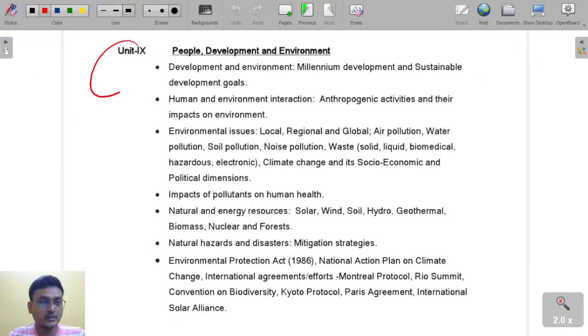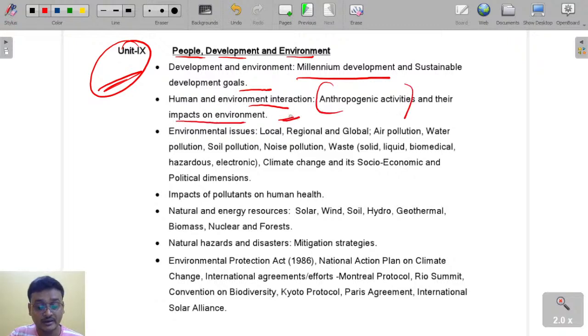And here is unit 9, a very vast part: people, development and environment. Like the Millennium Development Goals and Sustainable Development Goals. Then human and environment interaction: anthropogenic activities and their impacts on the environment. What are the environmental issues, local, regional, global: air pollution, water pollution, soil pollution, noise pollution, waste like solid, liquid, biomedical, hazardous, electronic, climate change, and the socio-economic and political dimensions. So these are the environmental issues.